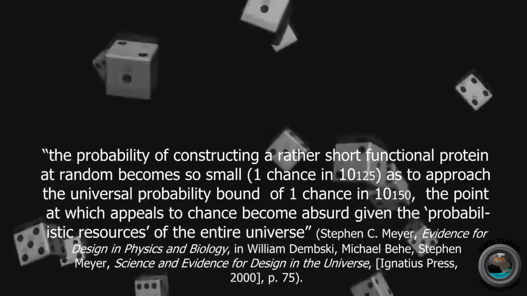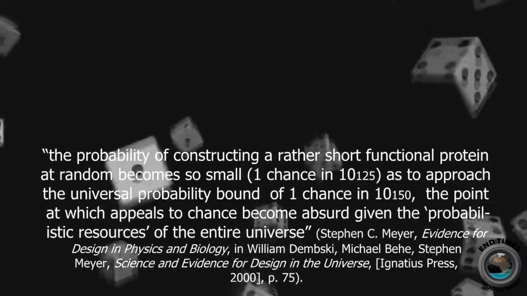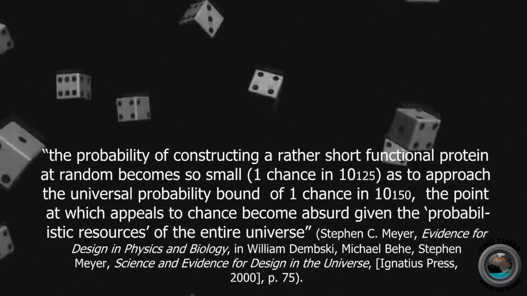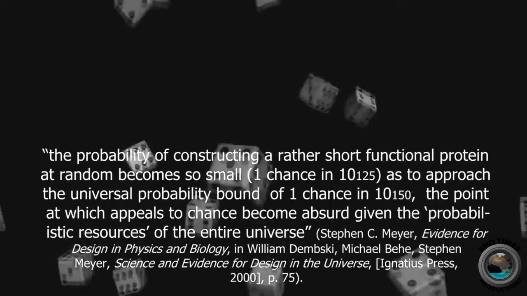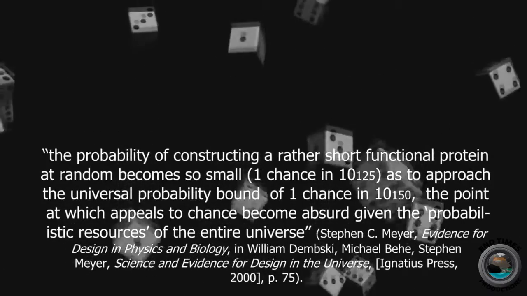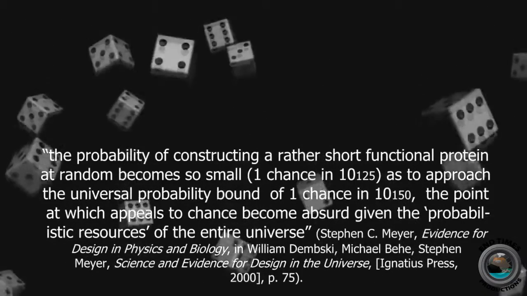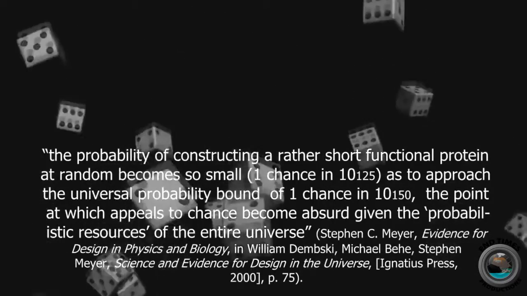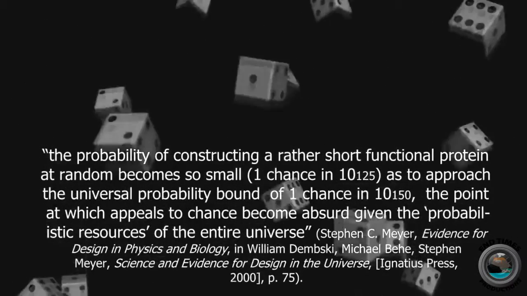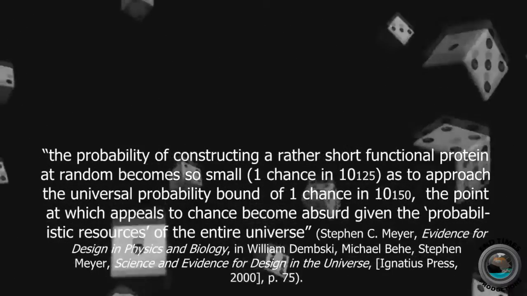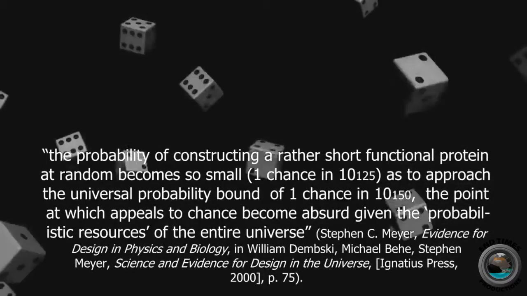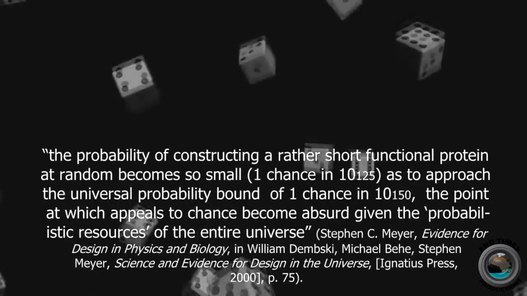A cell contains, among other things, proteins, which are formed by amino acids. However, scientist Stephen Meyer calculated if one factors in the need for proper bonding and homochirality, the probability of constructing a rather short, functional protein at random becomes so small, 1 chance in 10 to the 125th power, as to approach the universal probability bound of 1 chance in 10 to the 150th power. The point at which appeals to chance become absurd, given the probabilistic resources of the entire universe.